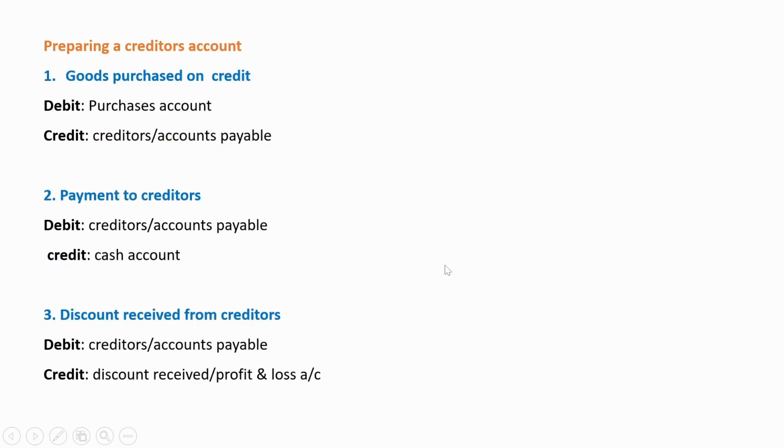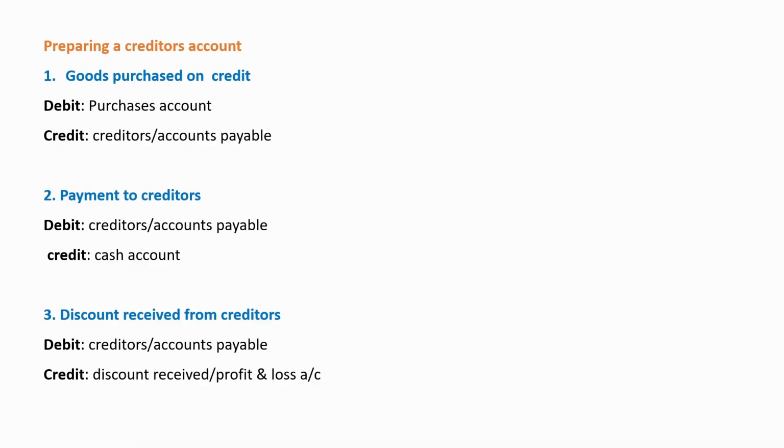Next, we are going to look at preparing a creditor's account, because this one is one of the main liabilities that we are going to come across in financial accounting. Number one, goods purchased on credit. When you buy goods from suppliers and you don't pay cash, you are supposed to debit purchases account, and then you credit creditors or accounts payable account.